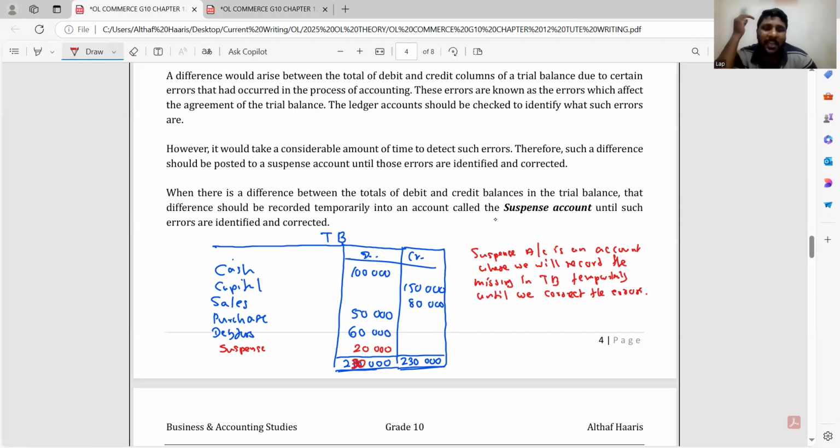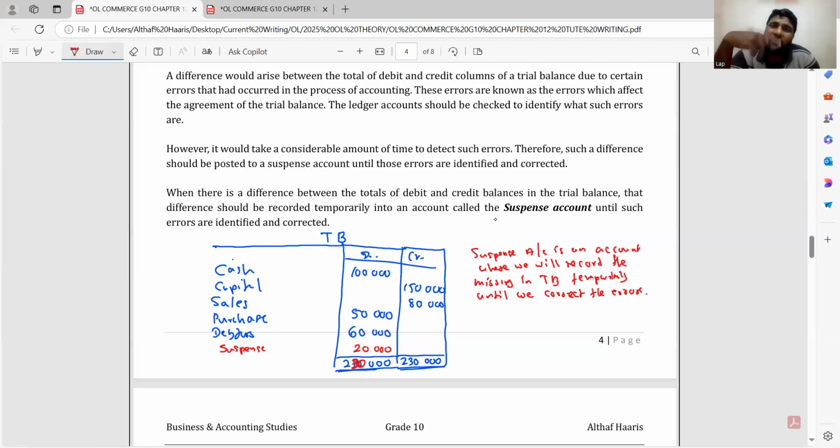Then just think and tell me. Use your head well. In the suspense account, we are just writing and keeping that missing value temporarily, until we correct the errors.